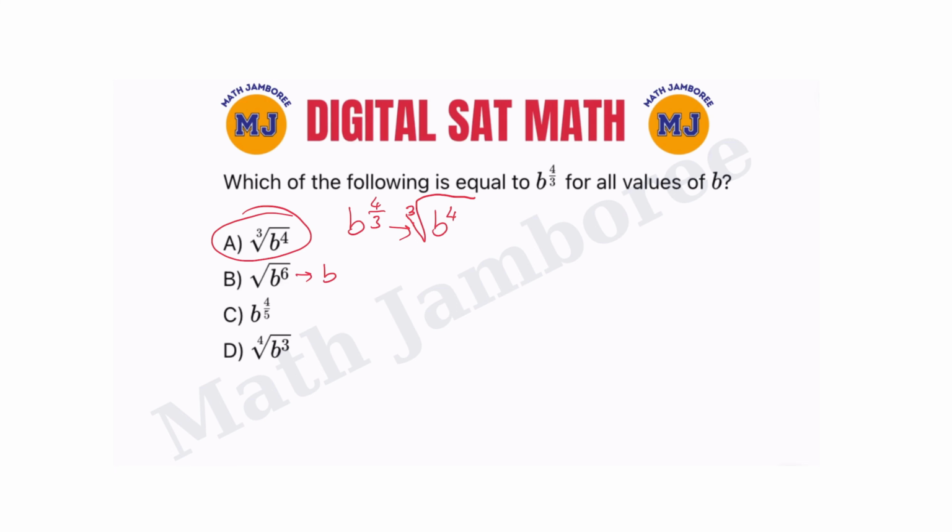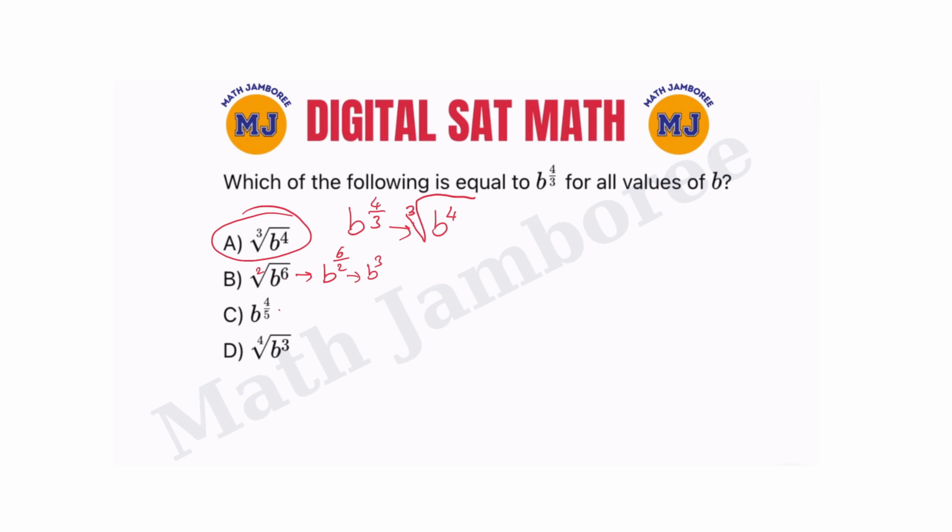If you rewrite this as an exponent, it becomes b to the power of 6 over 2. Again, 6 on top goes in the numerator, and 2 is the degree of the root. And if you simplify, this is b cubed. 6 over 2 is 3.